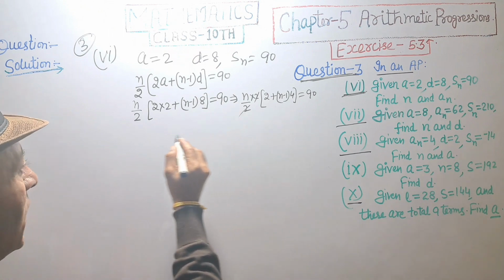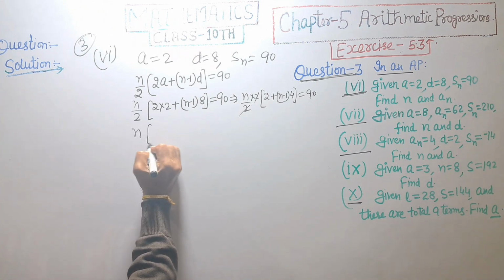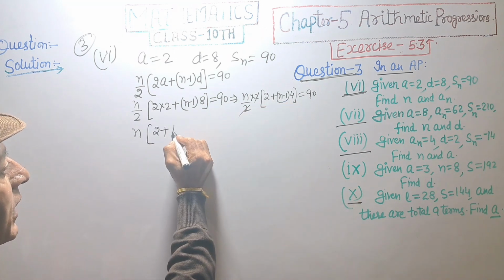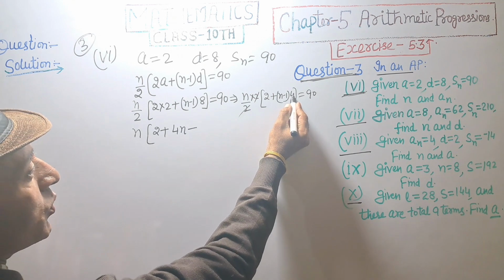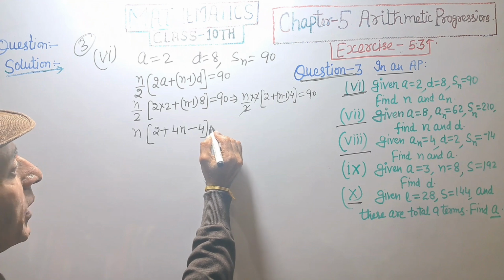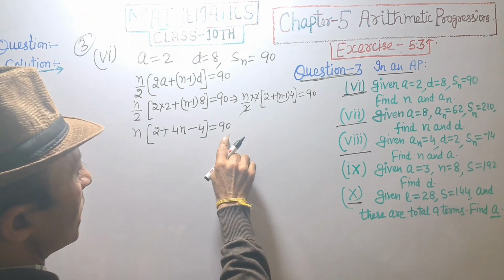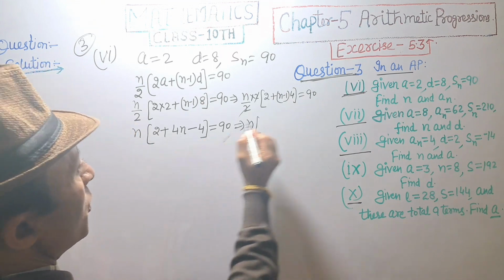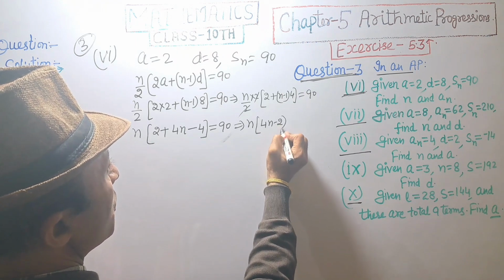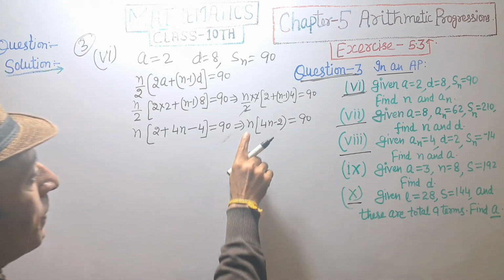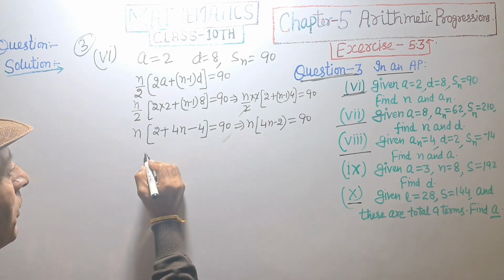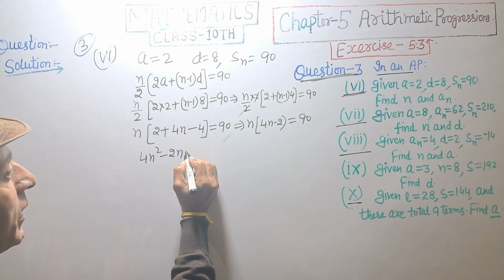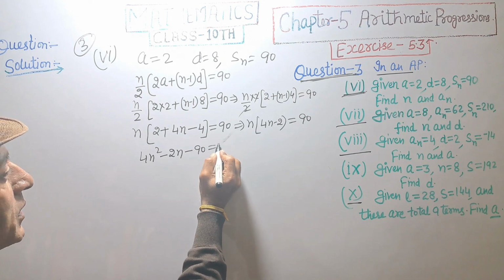2 is cancelled. And next step, n into (2 plus 4 multiplied by n, that is 4n, minus 4 multiplied by 1, that is minus 4) is equal to 90, and this implies n into (4n minus 2) is equal to 90. 4n multiplied by n, that is 4n square, minus 2n minus 90 is equal to 0.